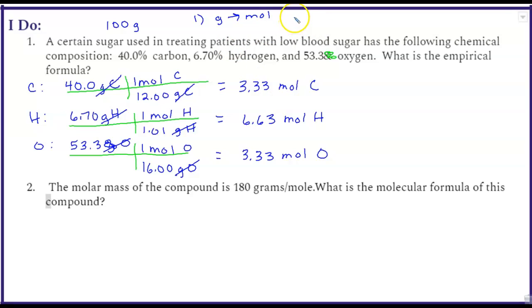And so the next step that we're going to do then is we are going to divide by the lowest number of moles. Okay, and that's just to get the ratio of all these. That's all we're doing, is trying to find the ratio. And so in order for our ratio to be whole numbers, or not all decimals, we're going to divide all the time by the smallest.